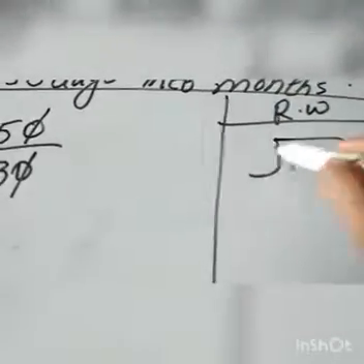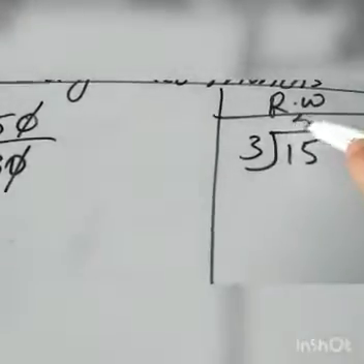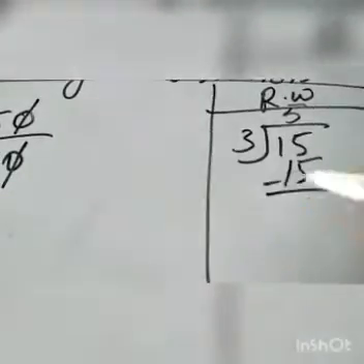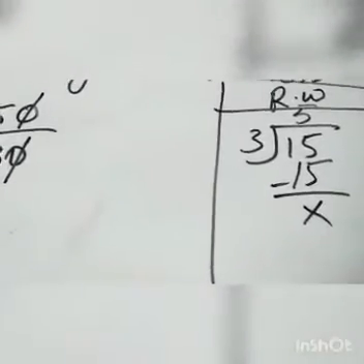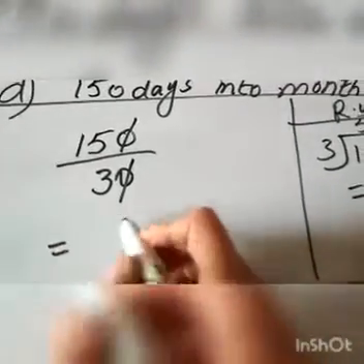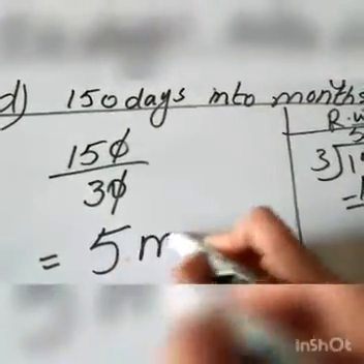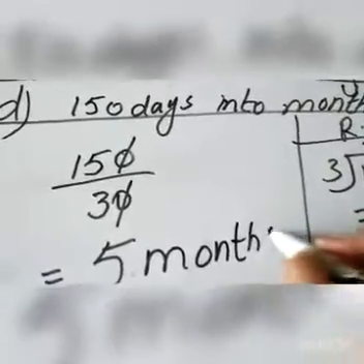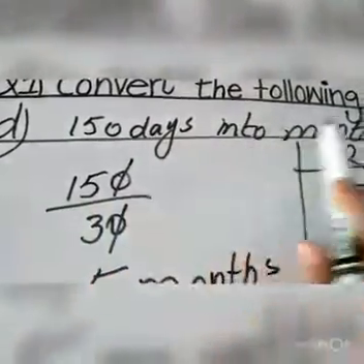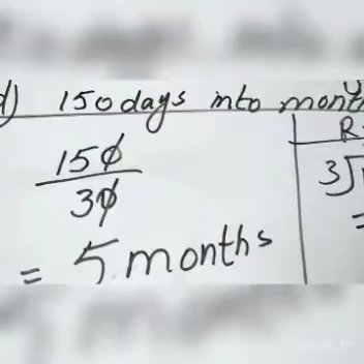15 is our dividend and 3 is our divisor. 3 5 times is equal to 15. Now subtract 15 from 15, that is equal to 0. So the answer is 5 months. 150 days into months is equal to 5 months.